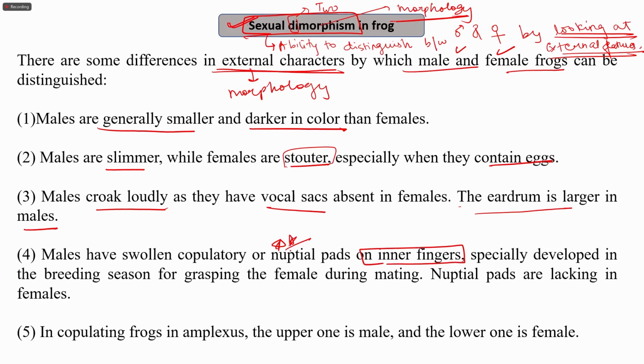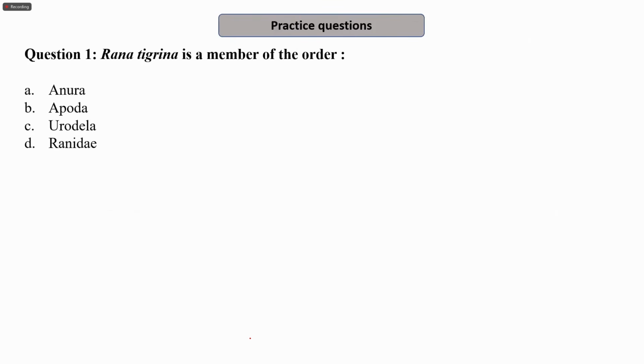Obviously, the male has to keep a hold on the female, therefore these copulatory or nuptial pads on the inner fingers are developed, especially during the breeding season in males, for grasping the female. Nuptial pads are lacking in females because they do not have any use. In copulating frogs, in amplexus, the upper one is male and the lower one is female. As I mentioned, based on the position also we can identify the upper one as the male and the lower one as the female. This copulating position is known as amplexus in frogs.